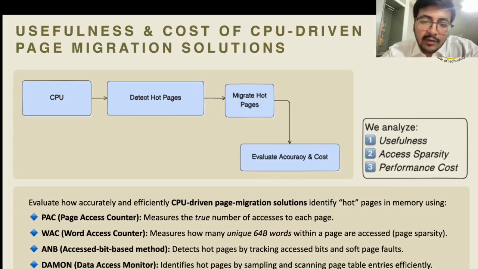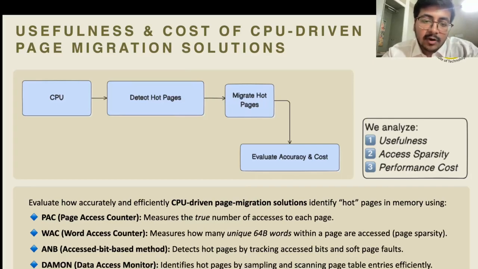To evaluate how accurately and efficiently these solutions identify hot pages, we use two profiling tools. PAC, the page access counter, which records the true number of accesses to each page, and WAC, the word access counter, which measures how many unique 64-byte words within a page are accessed. The test programs are ANB and Daemon.